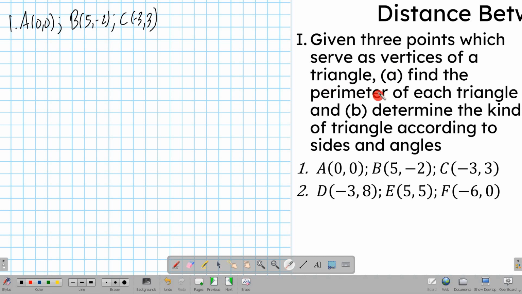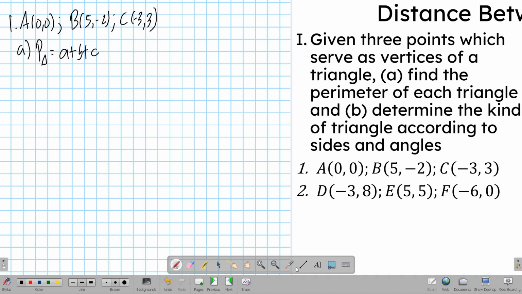So, perimeter muna. We know that the perimeter of a triangle is simply the sum of the lengths of its sides. So, therefore, kailangan natin hanapin ano yung length ng sides ng triangle natin.